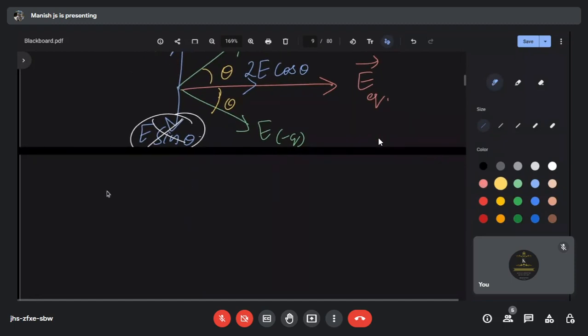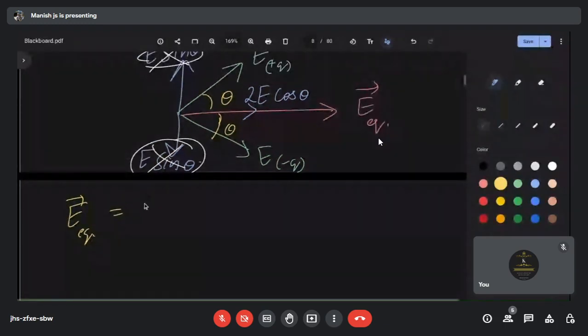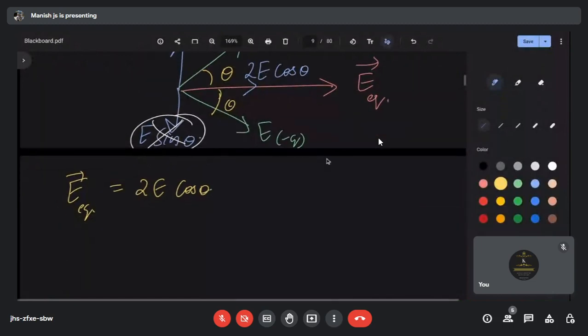So the electric field due to the equatorial line is expressed in terms of the horizontal component alone, which is 2E cos theta. Not to mention, it is opposite in direction to the electric dipole.